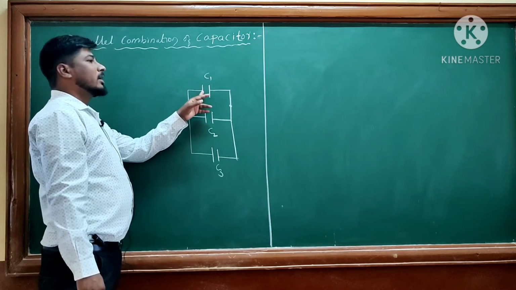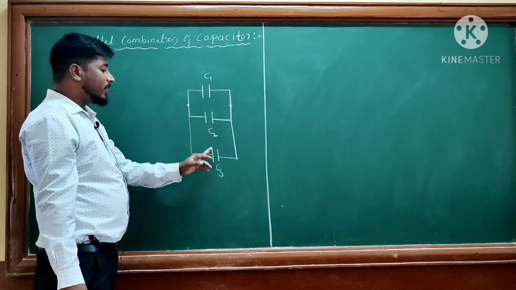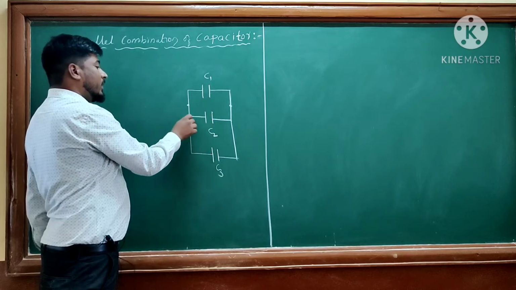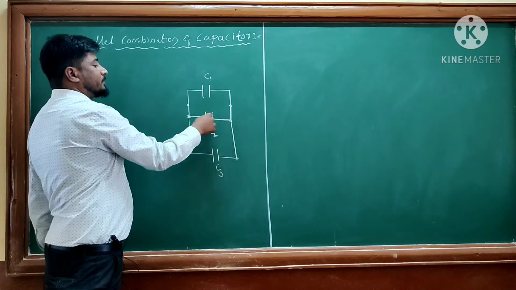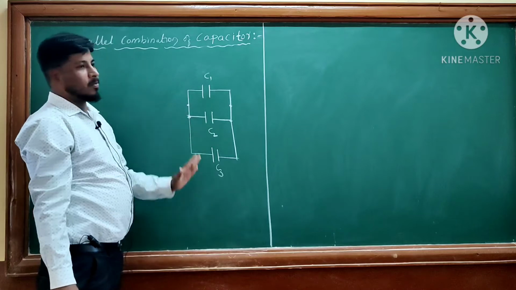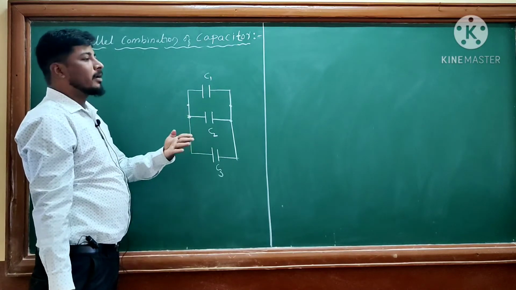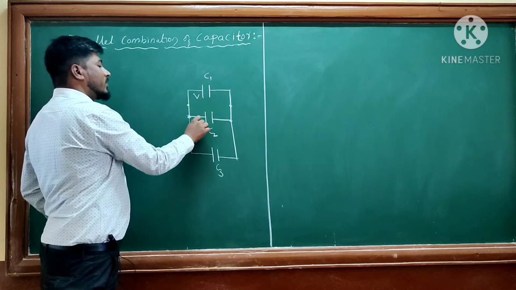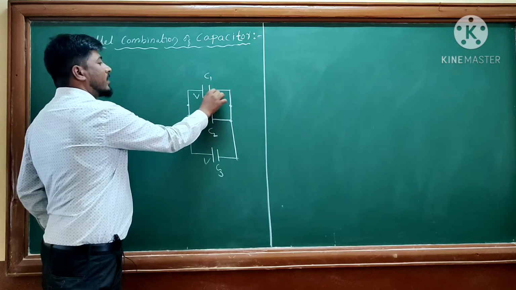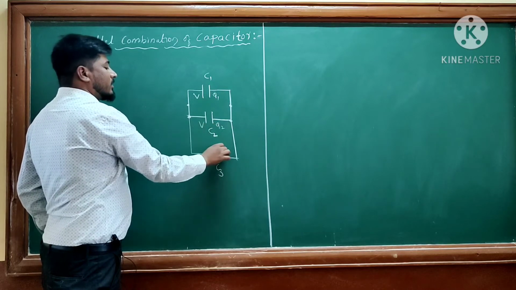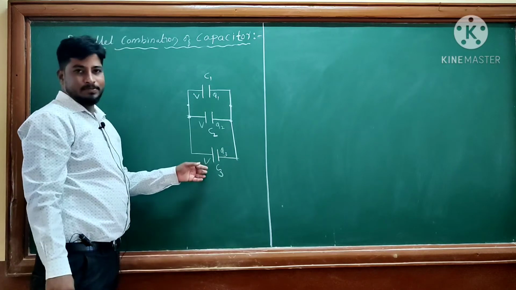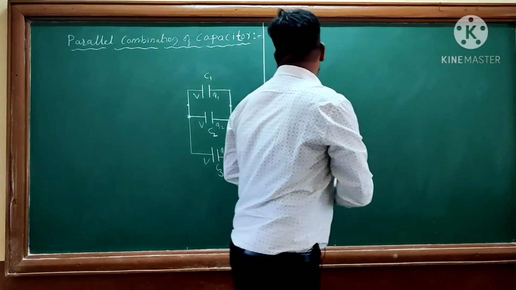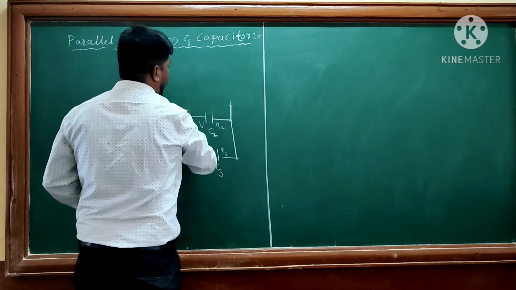Two or more capacitors are said to be in parallel only if they are connected to one common point. Look at this, C1, C2 and C3 are all connected to the common points. So we can call them the parallel combination of capacitors. Here the potential difference across each capacitor is the same, and the charge is the sum of the individual charges. We will now find the effective or equivalent capacitance for the parallel combination.